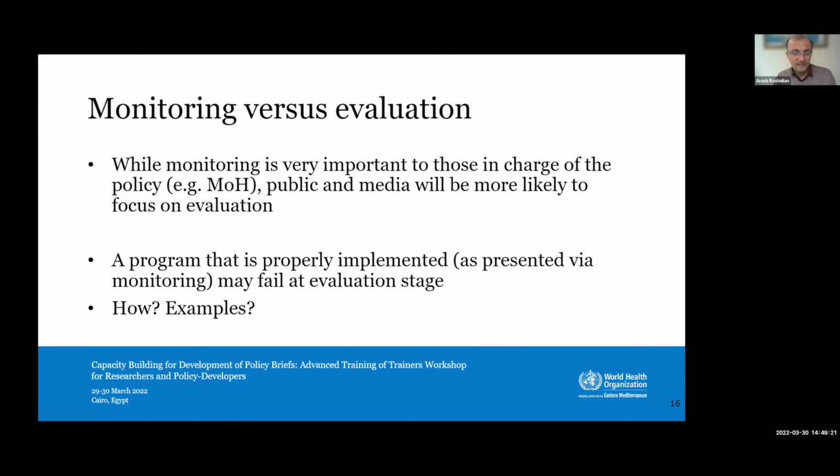The other question I'd like to ask: let's imagine a program that is being properly implemented, and you are monitoring it, and you see that people are doing what they are supposed to do, but it fails at the evaluation stage. Is that possible? Does anyone want to raise their hand and share the experience, share the response, and engage in the discussion?